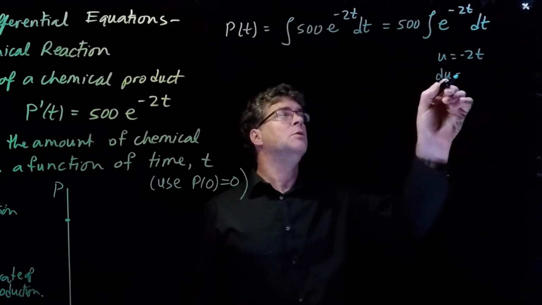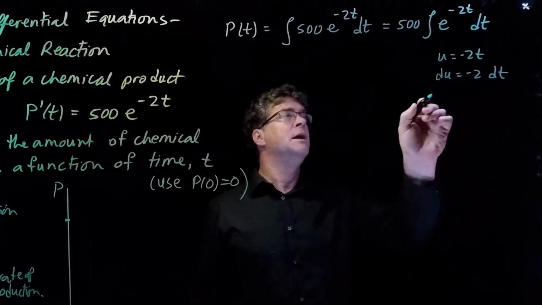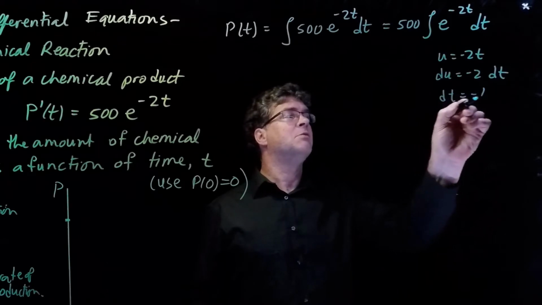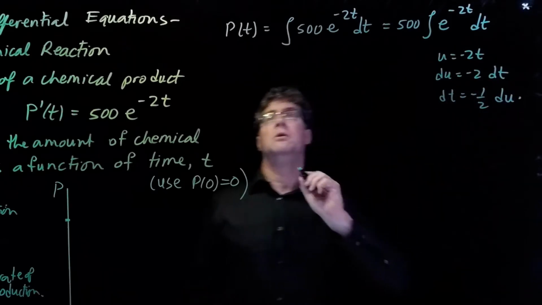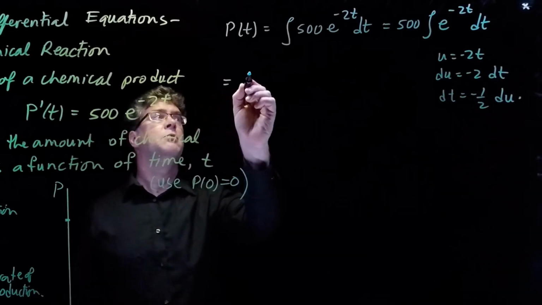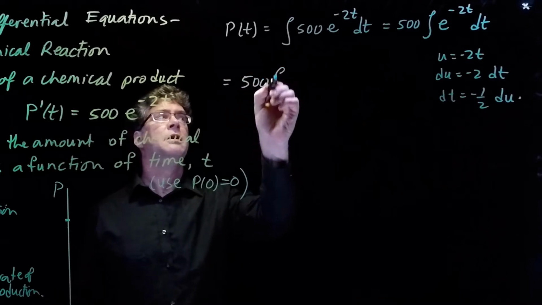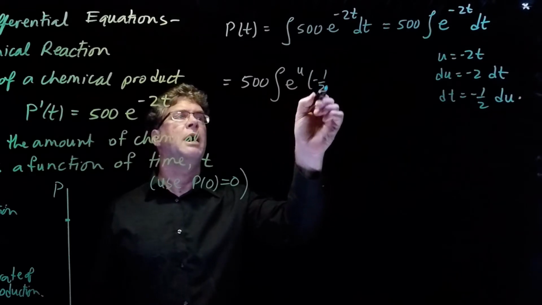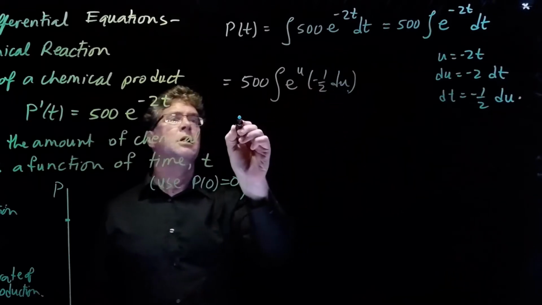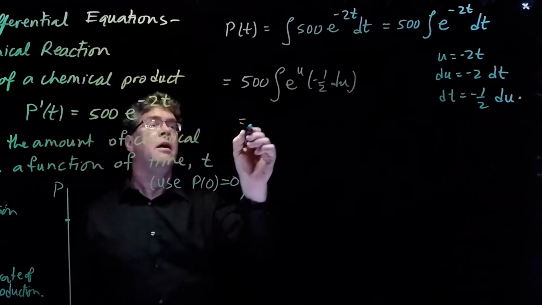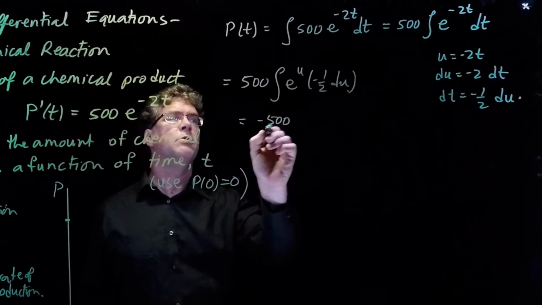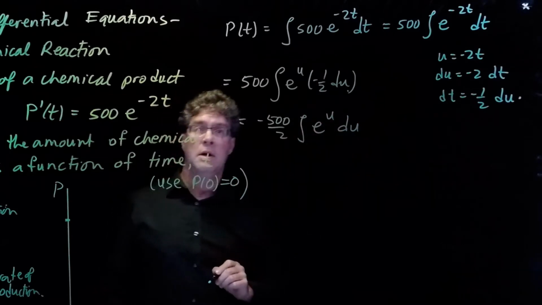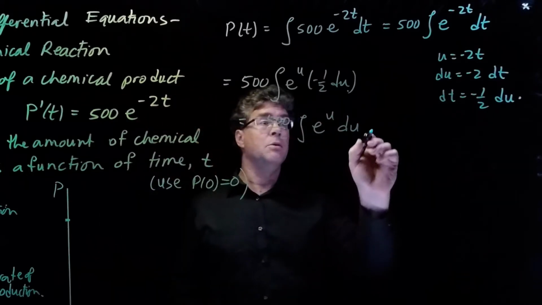So du is minus 2 dt, and if we want to write it in terms of dt, dt is minus 1/2 du. And so substituting in, we have 500 times the integral of e to the u times minus 1/2 du. We can pull out the minus 1/2, and so we get minus 500 over 2 integral e to the u du.